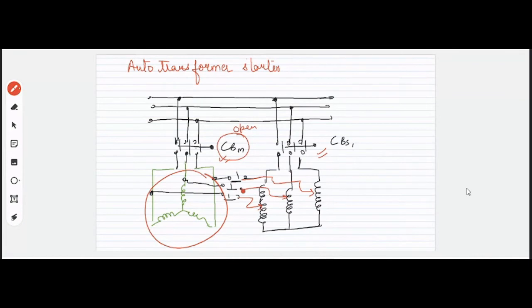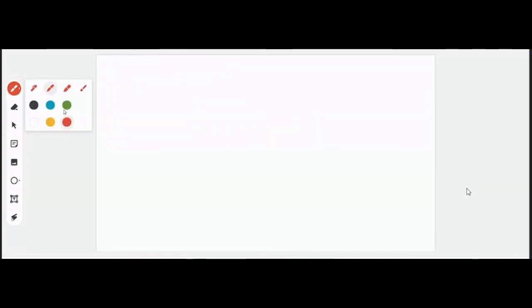But nowadays, instead of these conventional methods of starting, soft starting methods are used. In soft starting methods, they use controlled rectifiers or control switches to control the applied voltage. Instead of wasting energy in resistances or reactances, control switches are used for a more efficient way of voltage regulation.